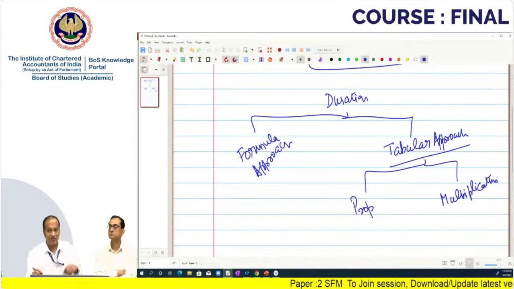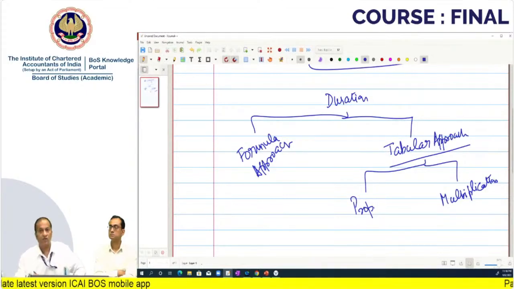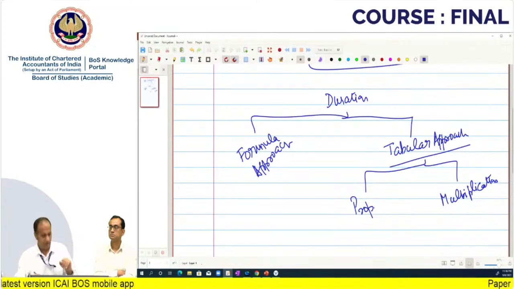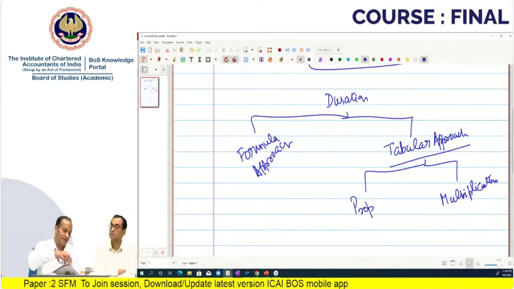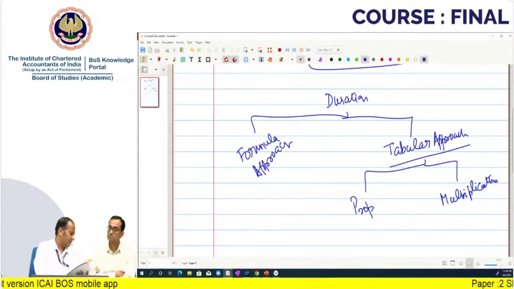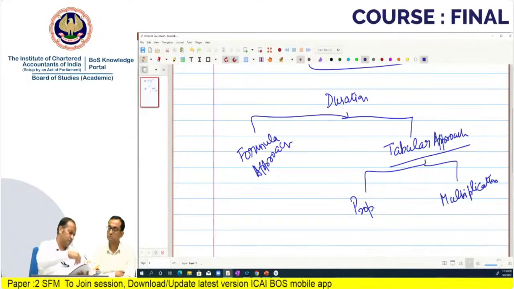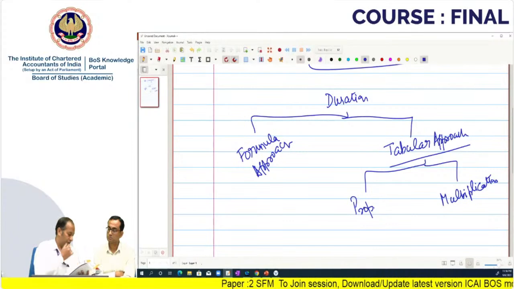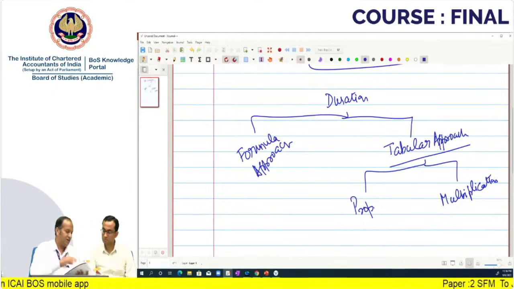I will quote you a very small example. Please refer to page number 4.56 from your study material. I am not solving the proper question there. Vivek, just give me the study material. Student, please refer to page number 4.56, and the question number is 26. There is one table just on the top, the duration calculation.